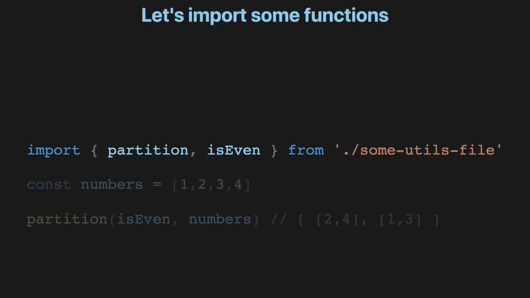First, we're going to pull in this partition function, and presumably we've either written this or we're going to pull it in from a library. We're also pulling in this isEven function, and this is a predicate function. If you don't know, a predicate function is just some function that takes some data and will return a Boolean based on some condition.